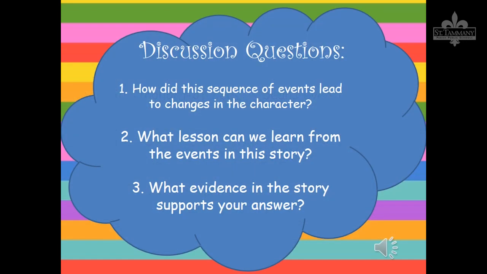When learning about central message, here are some discussion questions to think about or talk about with someone in your family. First, how did this sequence of events lead to changes in the character? Second, what lesson can we learn from the events in this story? And third, what evidence in the story supports your answer?